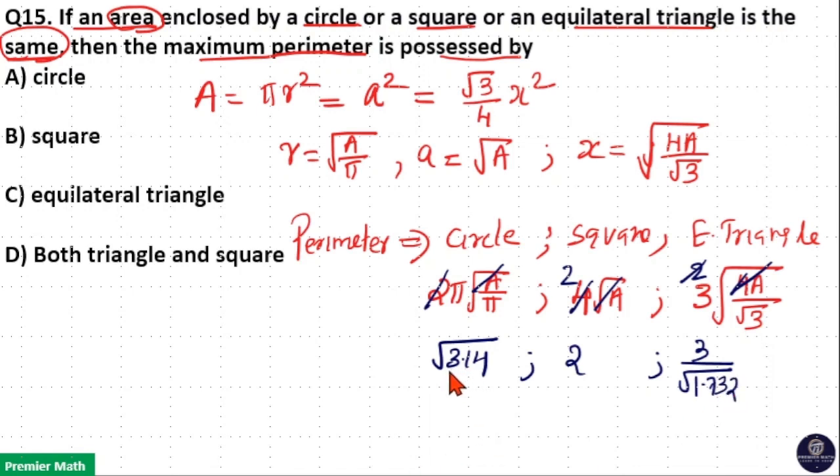Now you can see here root 3.14 is less than 2, which means this one is not greater. Now here 3 by root 1.732 is greater than 2, which means this one is also not greater. Here you can understand root of 1.732 is surely less than 1.5, which means 3 by root of 1.732 is surely greater than 2. So the perimeter of the equilateral triangle is the greatest among these. So option C is your answer.